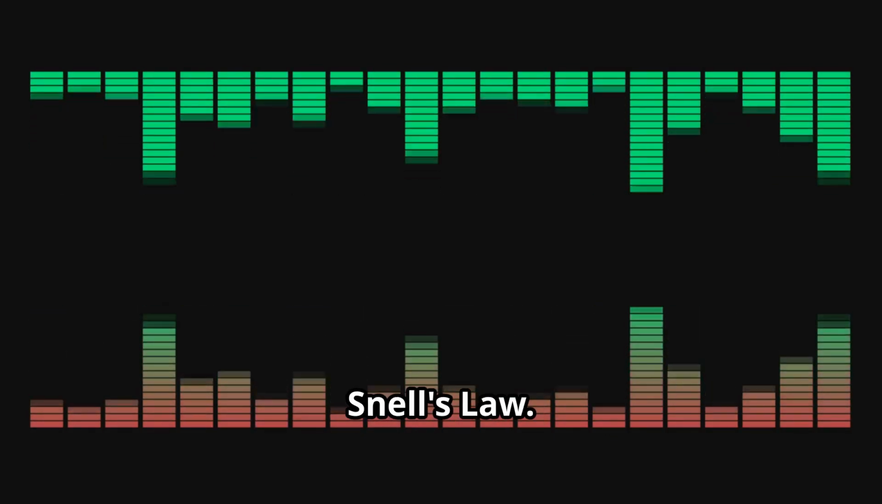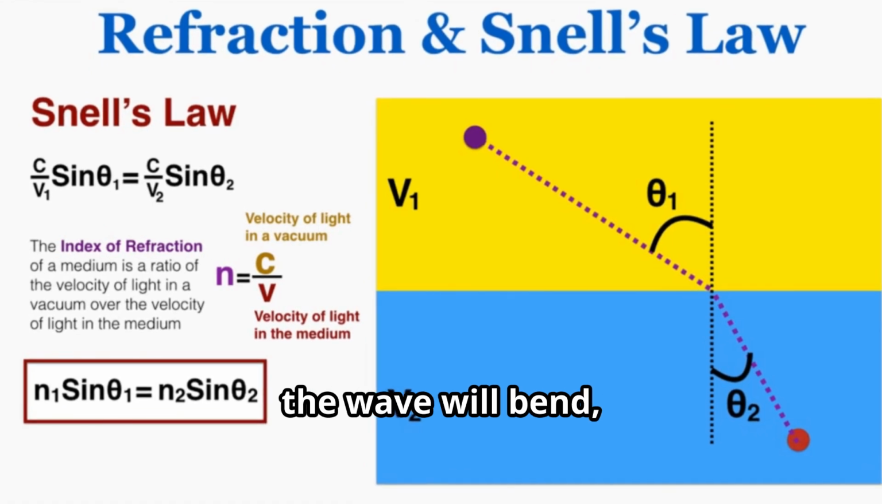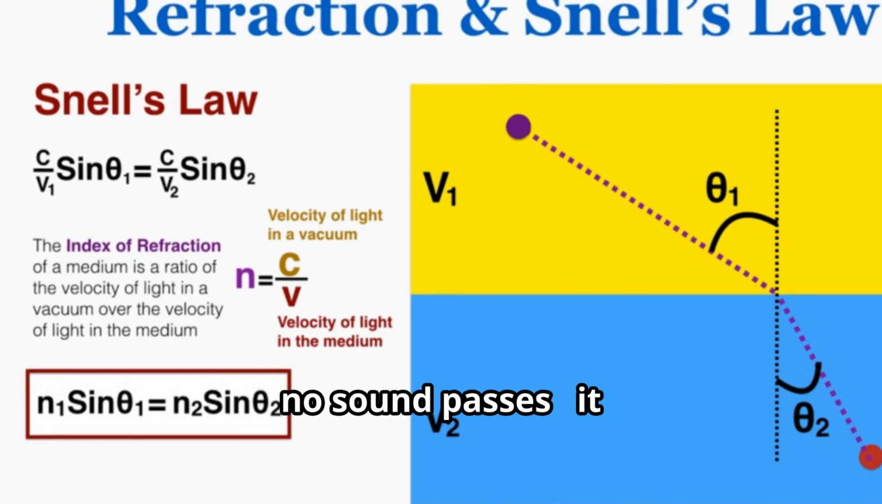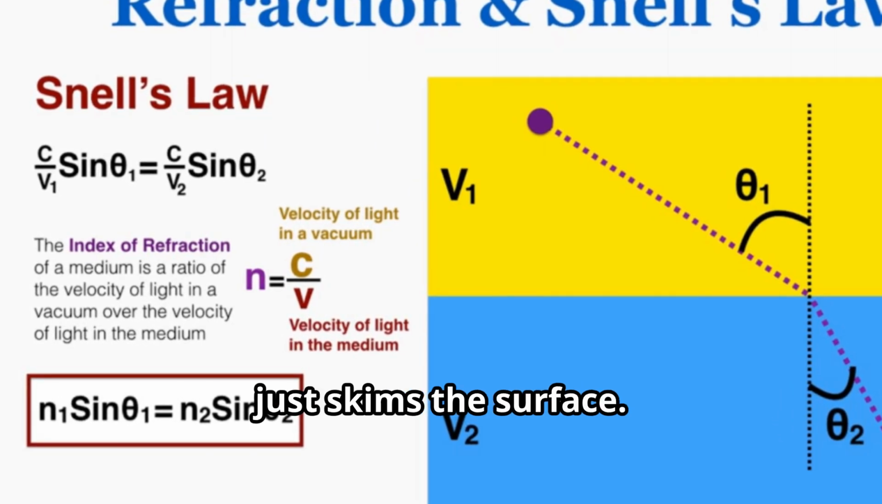There's a rule, Snell's law. It tells how much the wave will bend based on speeds and angles. If aligned just right, you can hit a critical angle where no sound passes. It just skims the surface.